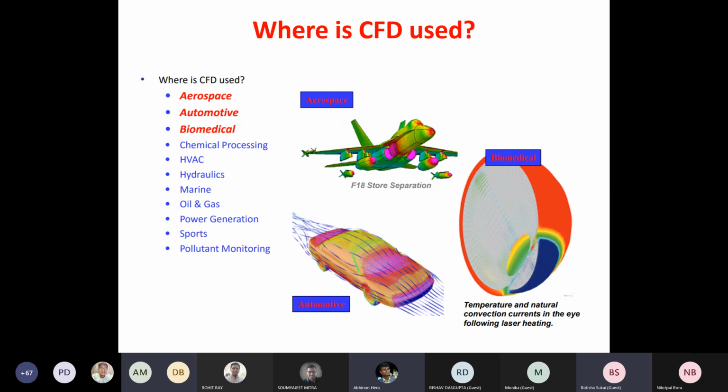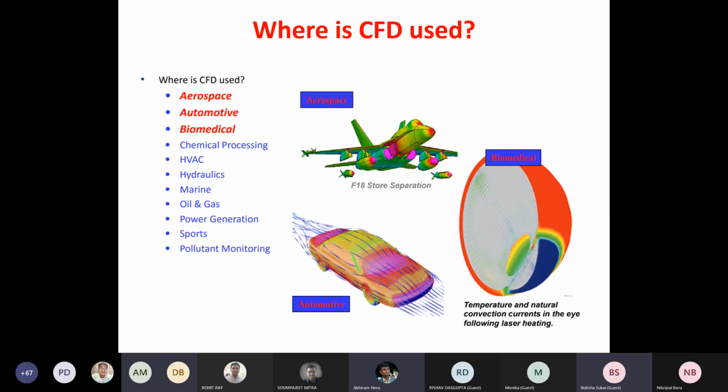So I will point out a few sectors where CFD is highly deployed. First and foremost, I would like to mention the aerospace or aeronautical industry. Even if you search for CFD jobs, in any job profile you will see that throughout the year there will be some vacancies for CFD engineers from the aerospace sector.